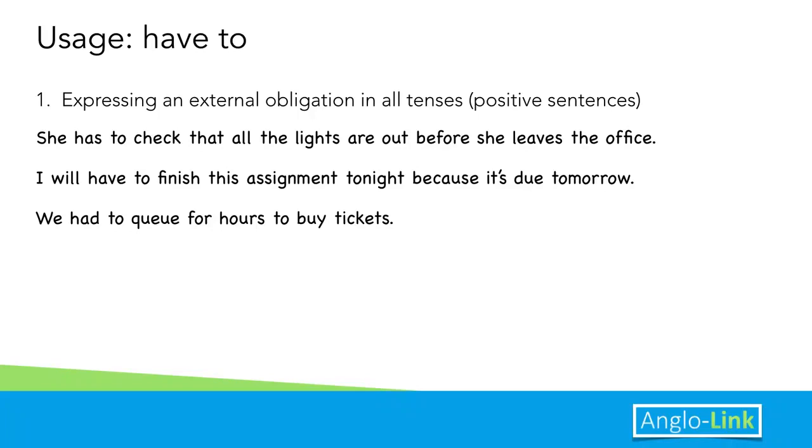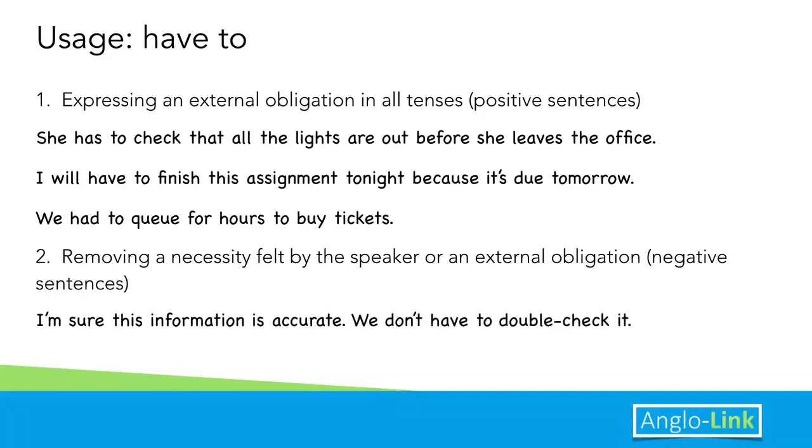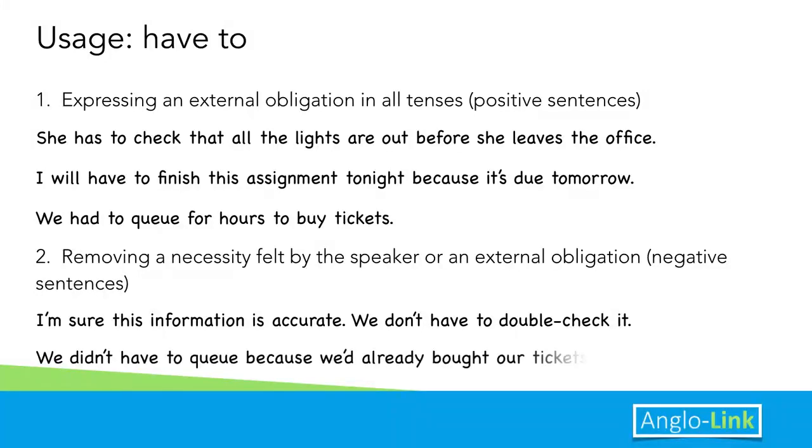Now, we also use have to in the negative form to remove a necessity felt by the speaker or an external obligation. So, for example, I'm sure this information is accurate. We don't have to double-check it. Or, we didn't have to queue because we'd already bought our tickets.